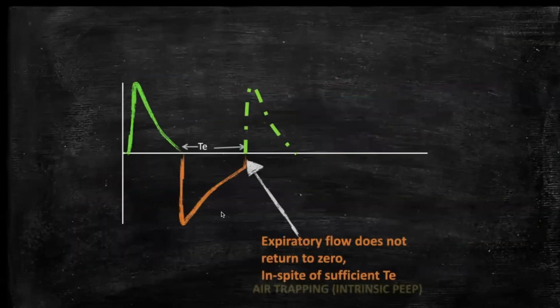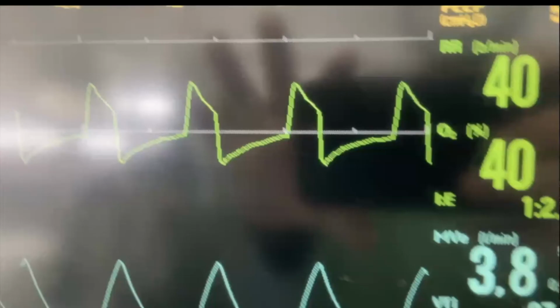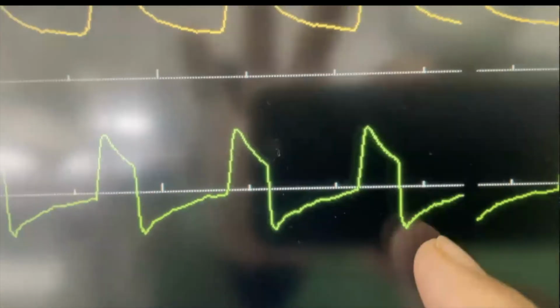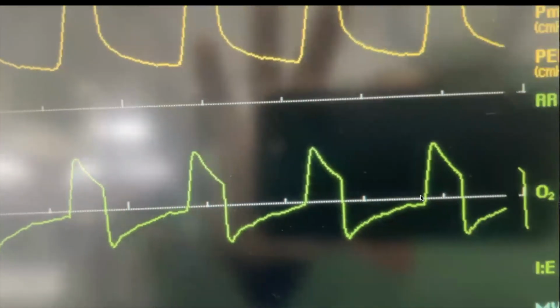Now, here in this situation, the flow is not reaching the baseline during expiration, although the expiratory time is sufficiently long. And this is typical in patients with increased airway resistance like bronchial asthma because of air trapping. It is not because of short expiratory time. Here, in this case, you can see expiratory time is sufficiently long, but still expiratory flow is not reaching the baseline. So this is because of air trapping. Clinically, we can see here that the expiratory flow is not reaching the baseline. Here also we can see expiratory flow. In spite of the expiratory time being so long, the expiratory flow is still not completely reaching the baseline.